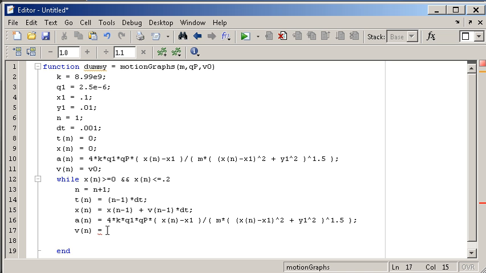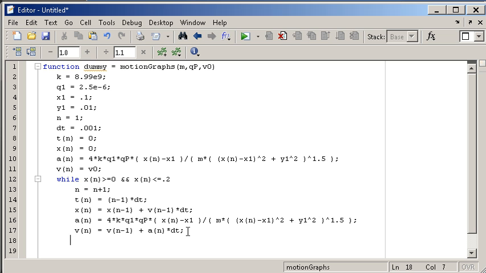So the new v is equal to the old v plus the acceleration. I use the current acceleration times the time step, the amount of time dt. So the old v plus the change in v during that time interval. And I think that's it.